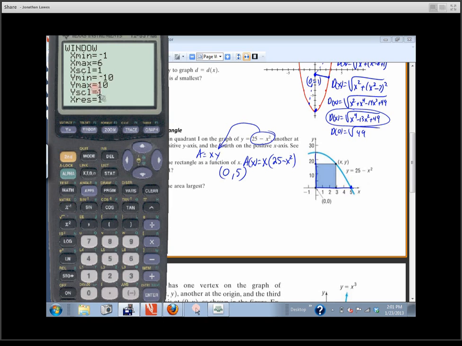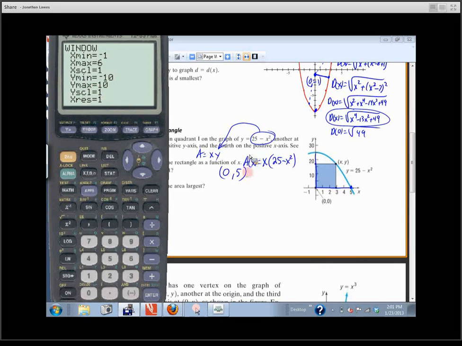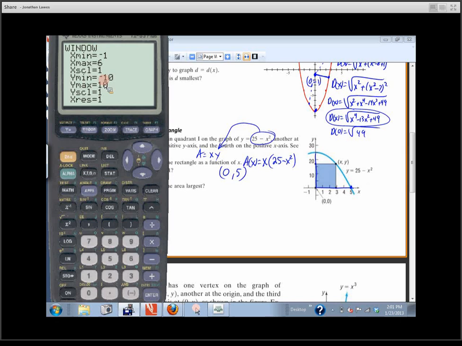Am I interested in, now remember, this is A, it represents area. Am I interested in negative areas? Nope, okay. I'm going to use like a -2 here, and let's see how high this goes, see what our area could be.